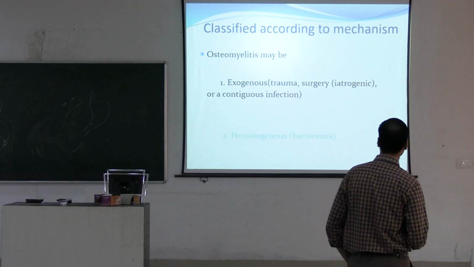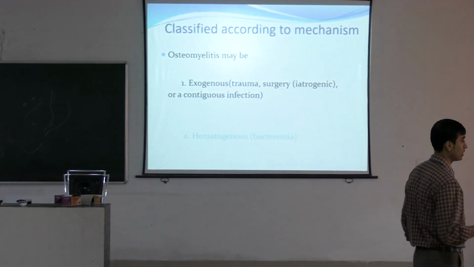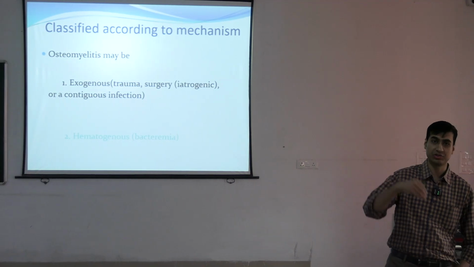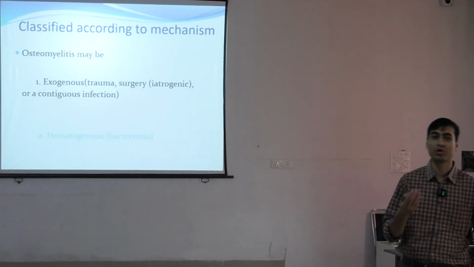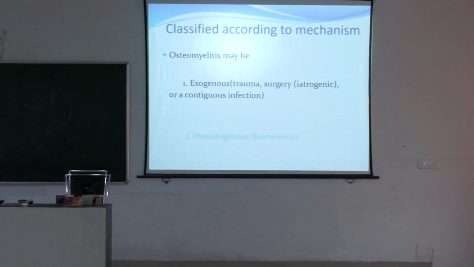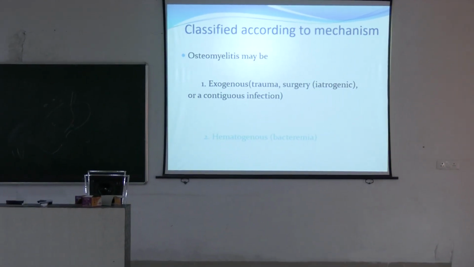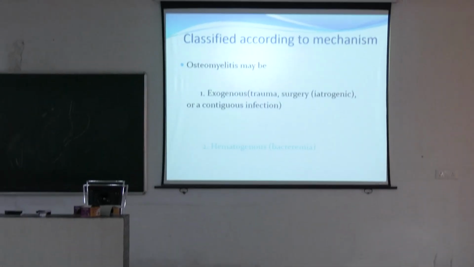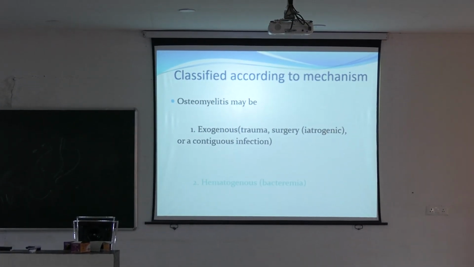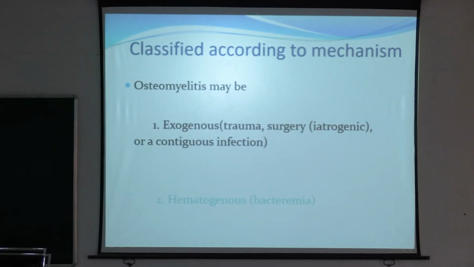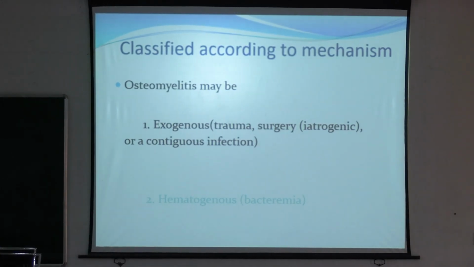So osteomyelitis can be exogenous, that is from a trauma. For example, someone has a road traffic accident, an open injury, and as a result pathogens enter from outside. That can be a mode of inoculation. It can be exogenous, from trauma or from a surgery. Surgery is anything where you have to open the bone, some plating or some nailing was done, and microorganisms inadvertently entered into the bone. That is how iatrogenic infection happens.